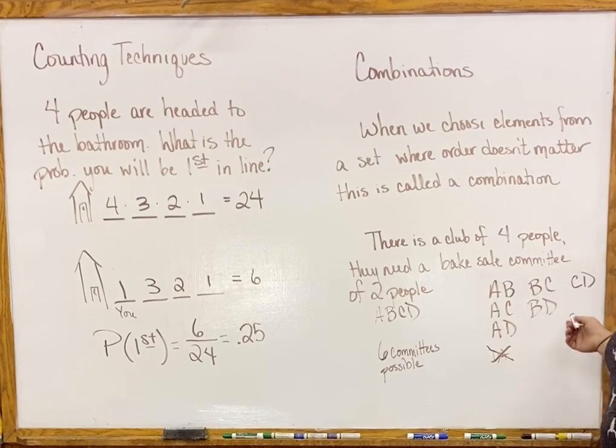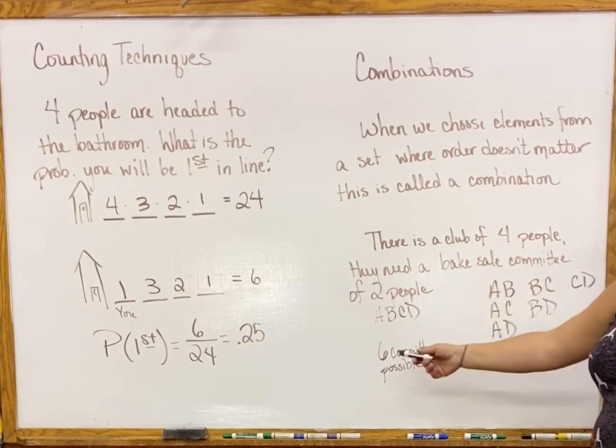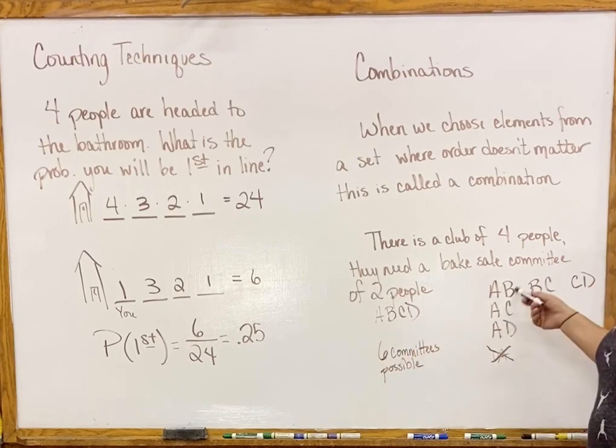Now, I know that we didn't miss any because I actually know the math behind this. So I knew before we started that the answer should be 6, that there should be 6 different arrangements. So the question is, how did I know that? And that's with a combination.